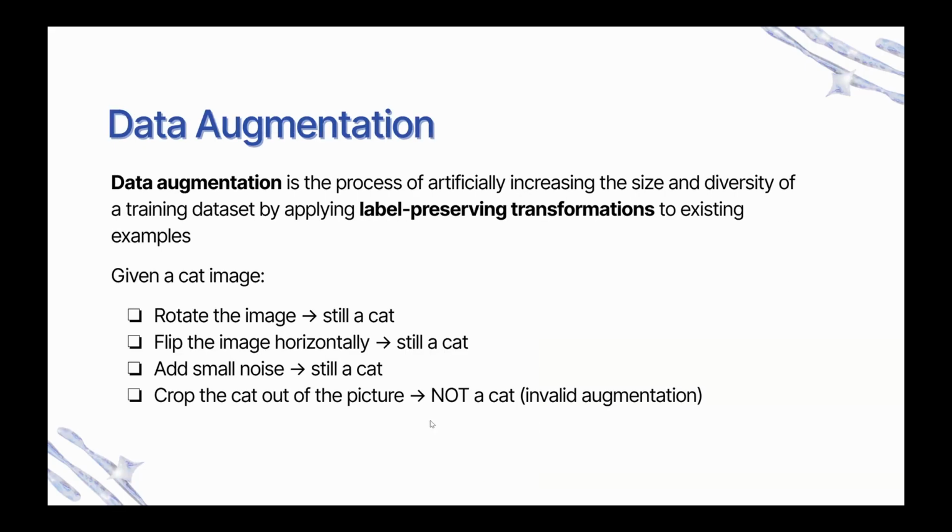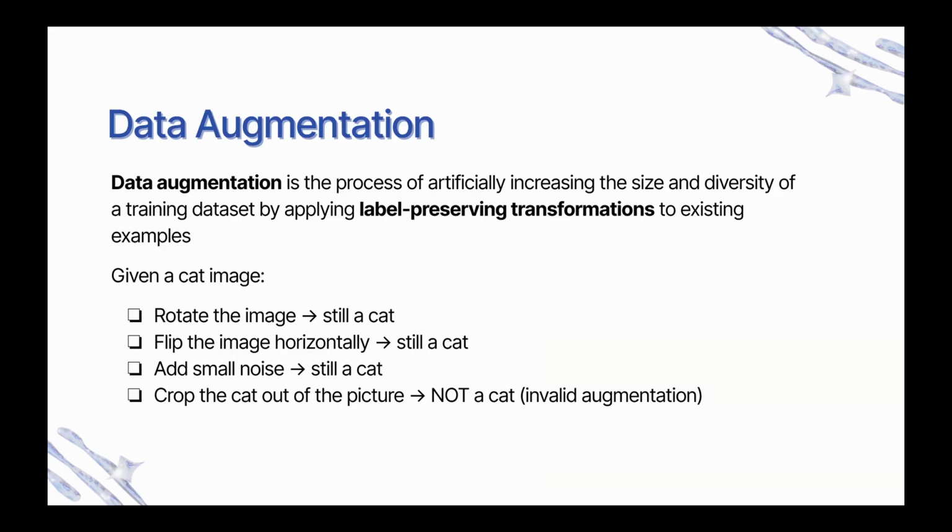So what do you do? You do data augmentation. Data augmentation is the process of artificially increasing the size and diversity of a training data set by applying label preserving transformations to existing examples.